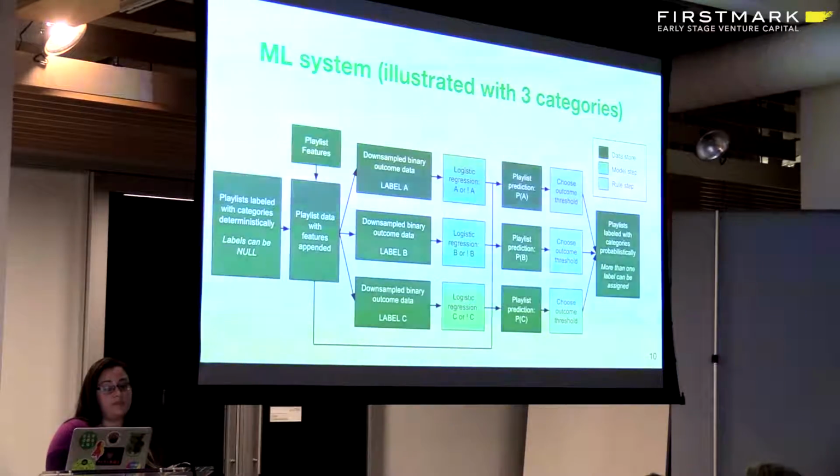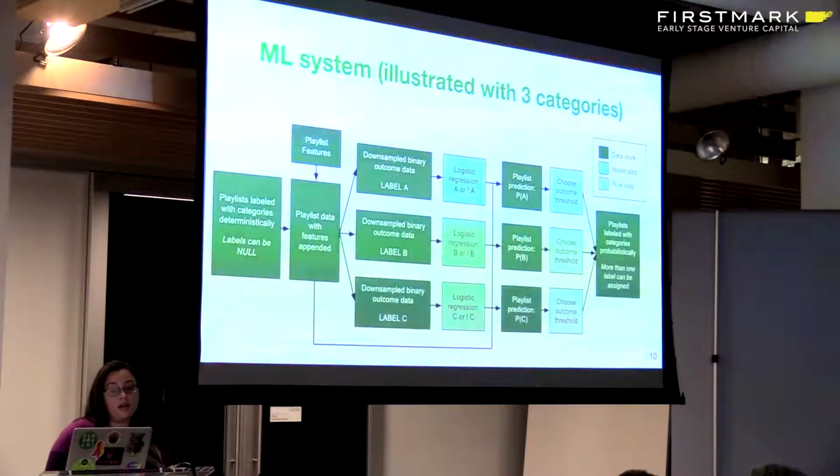And that data is then appended with playlist features, which I'll talk more about a little bit later. And then some downsampling is done and some conversion of this into binary outcome data sets corresponding to one for each category. So this is just illustrated using 3 categories. There's something around 40 of them. And it's just a logistic regression model that's used. A lot of what gets complicated with machine learning in production is not necessarily using a fancy model, but figuring out the infrastructure around the model, figuring out which model you should use that will satisfy your business case.